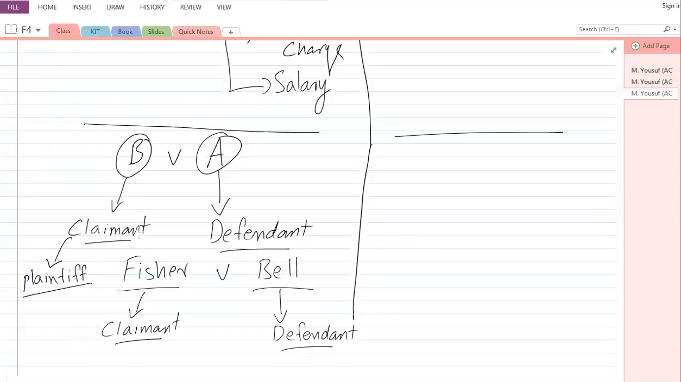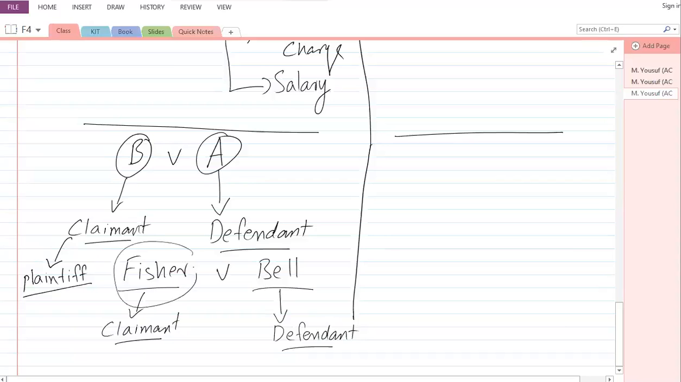So claimant versus defendant. This is a dispute between two persons. So Mr. B, Mr. X, Mr. Y, Mr. Z will sue A. So the name suggests that this is a civil case because both are individuals. Whereas in criminal law, this is state versus A because A has violated the rules of the state.